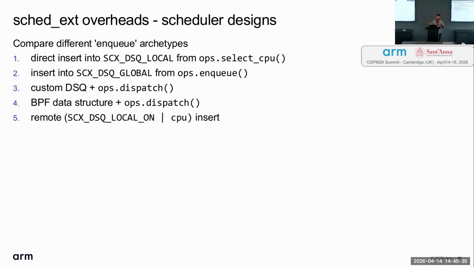So just to recap, these are the different enqueue archetypes, as I would call them. I can directly insert to local from select CPU and basically never go into the BPF scheduler custody. You can insert into global from enqueue. You can do a custom DSQ and only fetch it to a local one in the dispatch callback. You can use a BPF data structure plus the dispatch callback. And technically, a remote CPU could also be inserting into your local DSQ. That would work too. So let's look at maybe the costs of those, because these are clearly very different code paths.